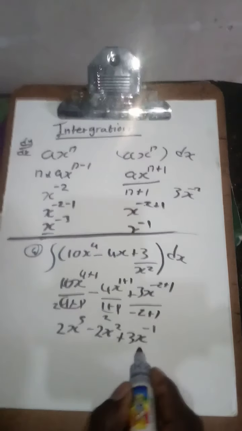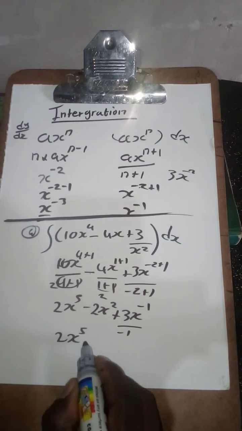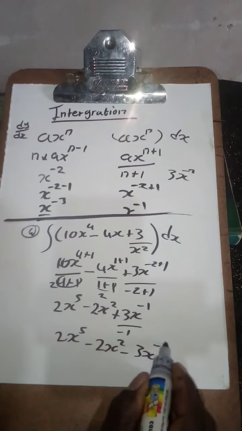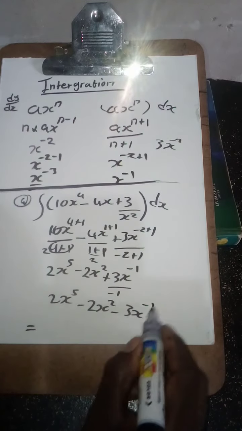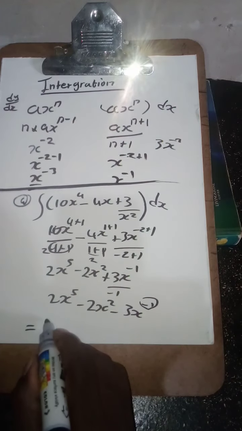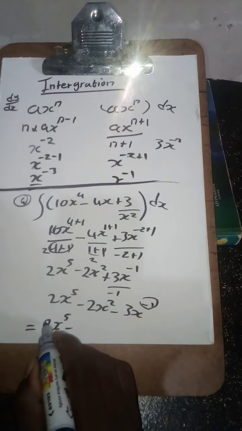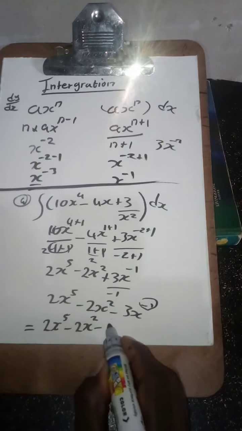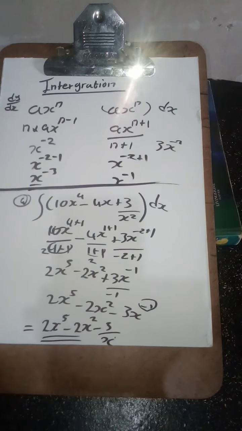This is going to give us negative 1 and this is going to give us negative 1. So now this is going to change the sign. So we're going to have 2x to the power 5 minus 2x to the power 2 minus 3x to the power negative 1. To finish this up, we want to get rid of this negative index that we have here. So we're going to have 2x to the power 5 minus 2x to the power 2 minus 3 over x. You don't have to put the 1 there. So that's the answer for that question.